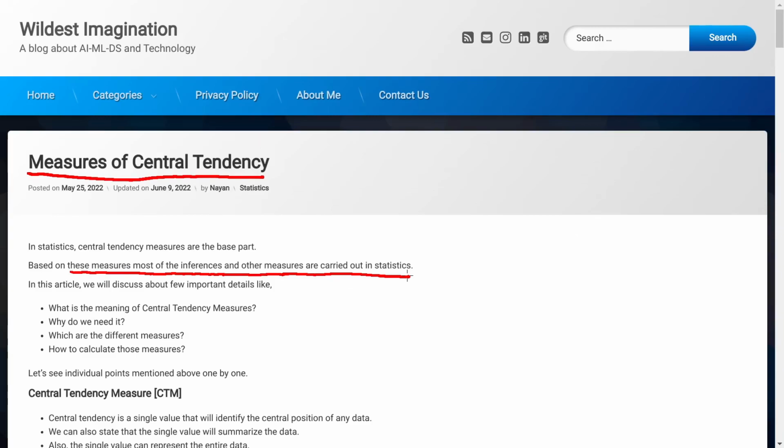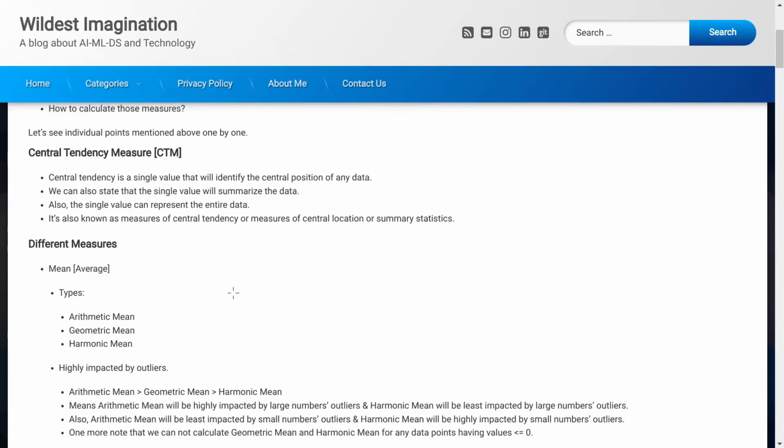So in this particular session, we are going to discuss the following things: what are the central tendency measures, why do we need them, what are the different measures available, and then we will see how to calculate these measures. But the calculation part, the formula part, we will see in the next session. Now let's see what we mean by central tendency measures. What is the definition of it?